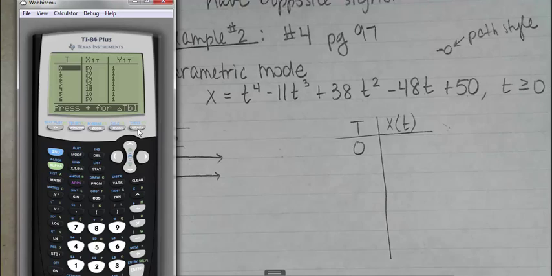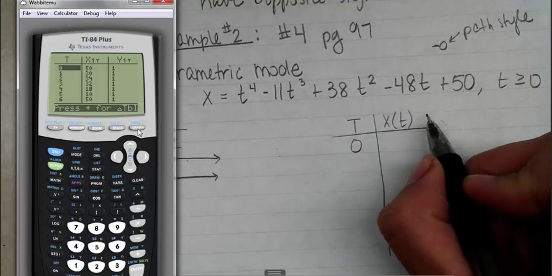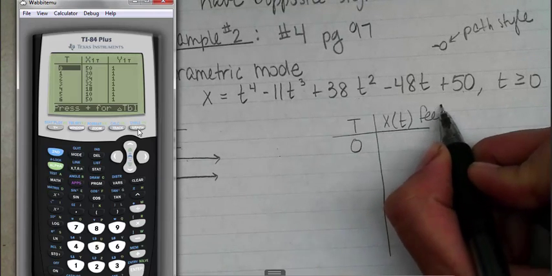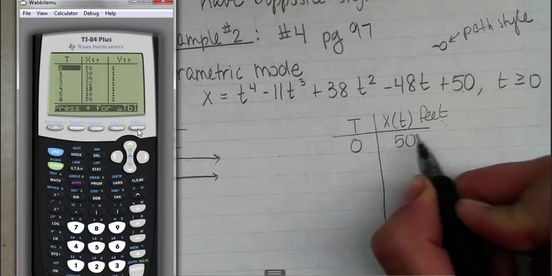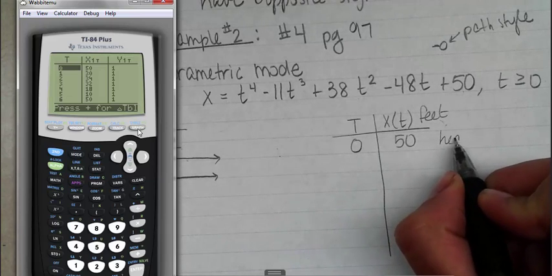Okay, so at time 0, I am at 50, and this is in, I believe they said it was in feet. Yep, feet. So you are at 50 feet at time 0. Okay, and we are headed left, right? So we're heading left at that point.